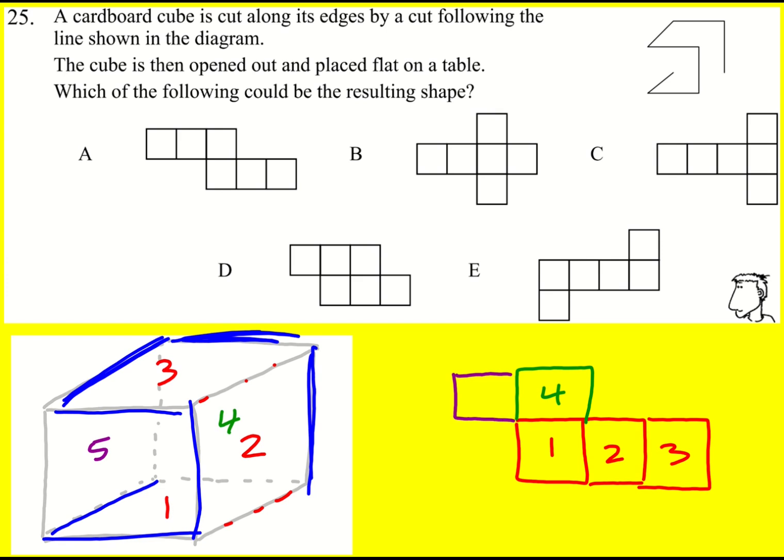I can already eliminate quite a lot of the options using this method. And finally, again, this line is parallel to this one. So all I'm left with is the very front face, number 6. It's going to carry on like this. So it's got to be A.